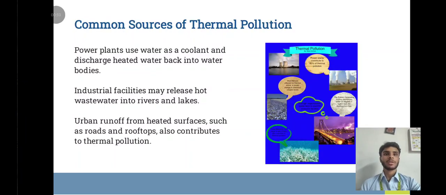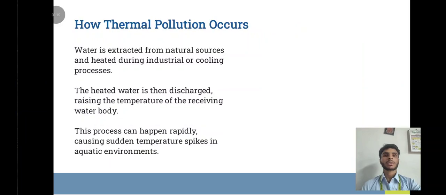Common sources of thermal pollution. Power plants use water as a coolant and discharge heated water back into water bodies. Industrial facilities may release hot wastewater into rivers and lakes. Urban runoff from heated surfaces such as roads and rooftops also contributes to thermal pollution.